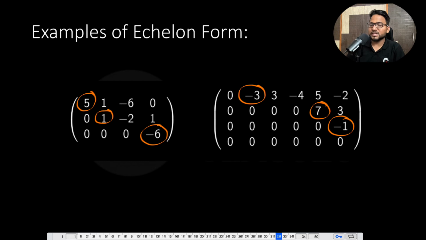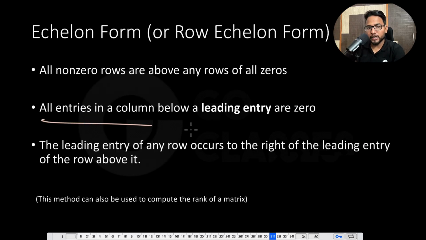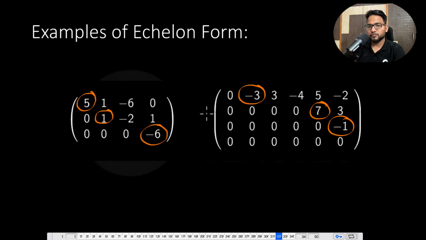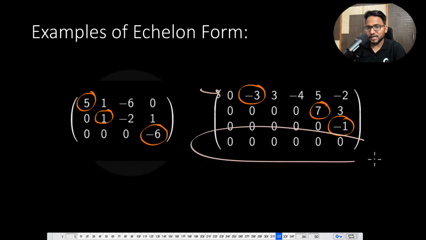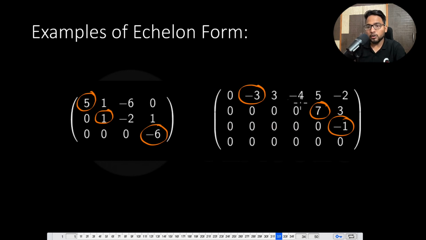How? Let's see the statements first. They are saying that all the leading entries should have 0 below them. So if this is the leading entry, check whether it has 0 below. Yes, this is 0, this is 0. There is nothing here, so that's not an issue. This is 0, this is 0, this is 0. So all the leading entries have zeros below, for sure. Now the second thing: all entries in the column below the leading entries are 0, which we have just checked. All non-zero rows are above the zero rows: if this is non-zero, isn't it above the 0 row? Yes. So all the 3 non-zero rows are above the 0 row, which is also true in this case.